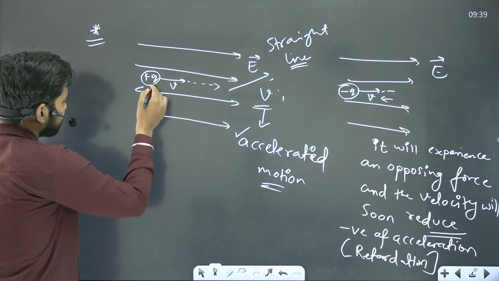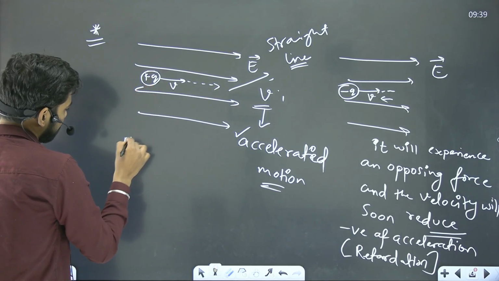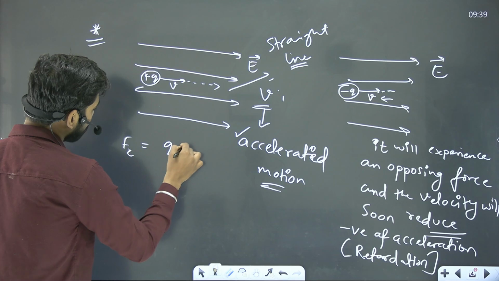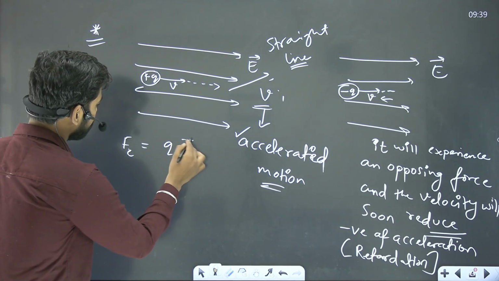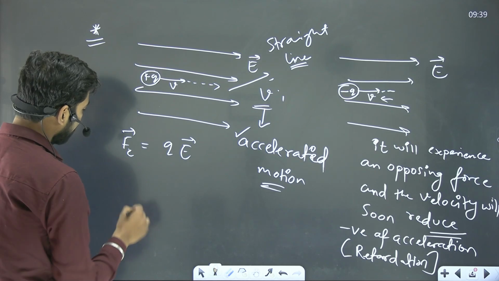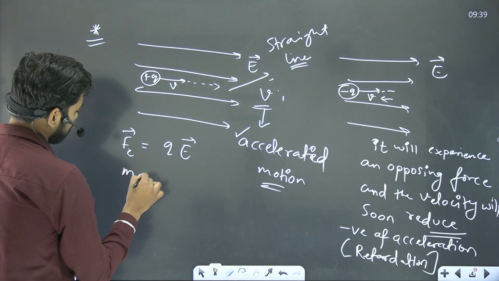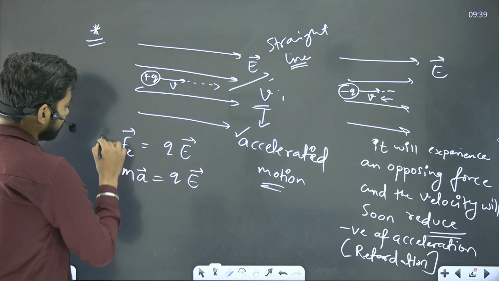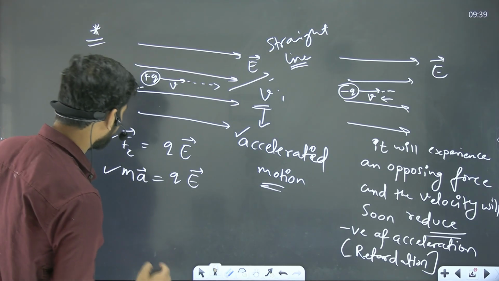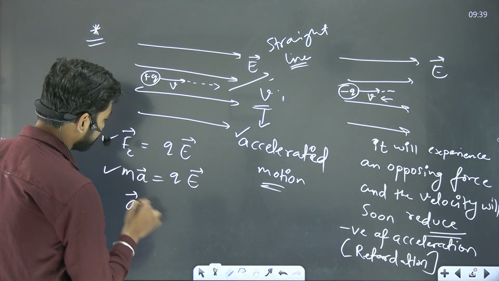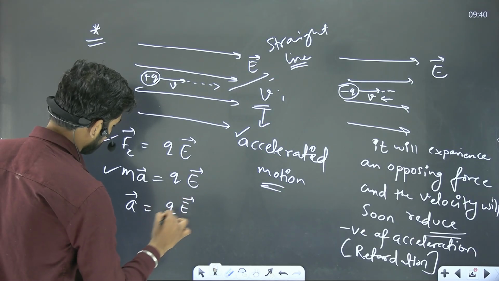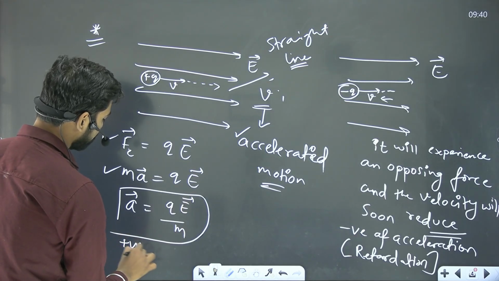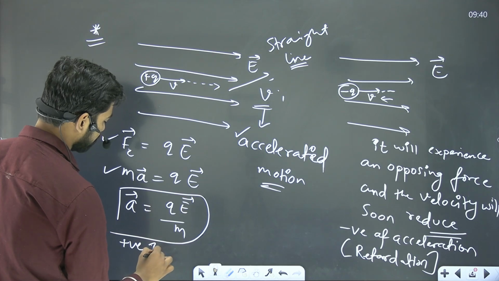And if I consider the force on this charge, it is an electrostatic force. How much is the force? The magnitude of the force is Q into E. And it's accelerated with acceleration a. Then I can equate both of the equations, because it's a Newton force and it's an electrostatic force. Both of the forces are equal. Then the net acceleration experienced by this charge will be QE by M, and it will be in the positive direction, or we can say accelerated motion.